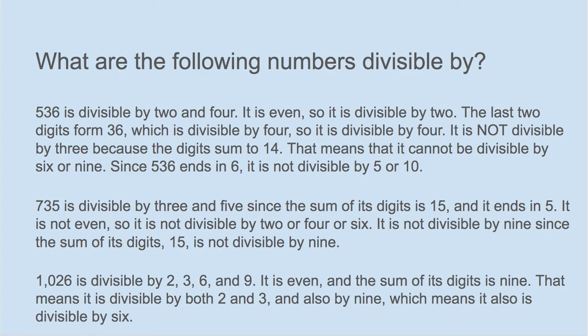536 is divisible by 2 and 4. It's even, so it's divisible by 2. The last two digits form 36, which is divisible by 4. So 536 has to be divisible by 4.